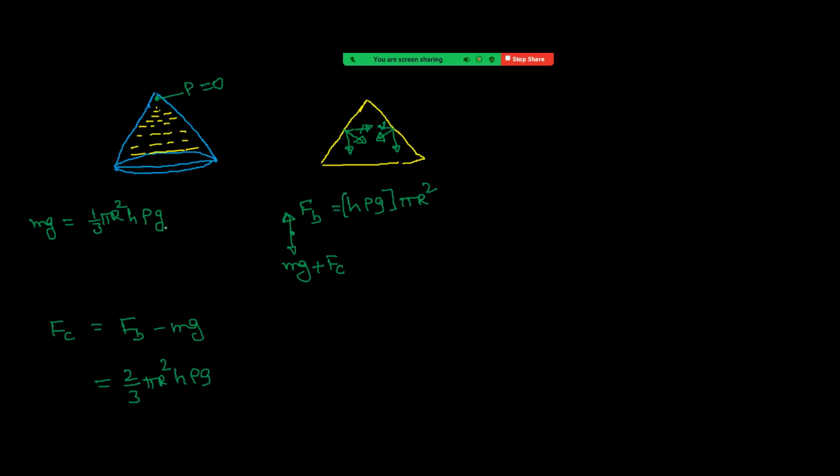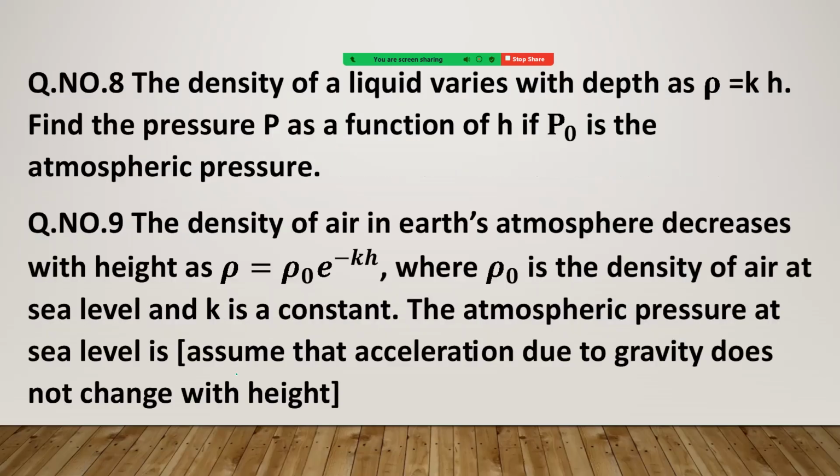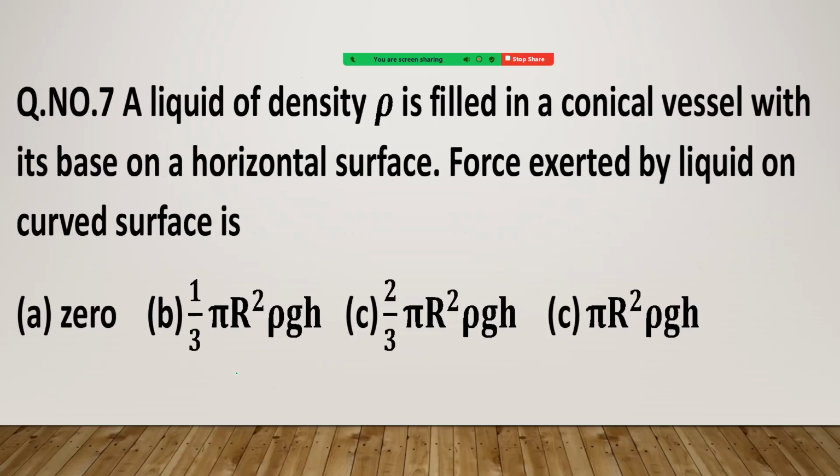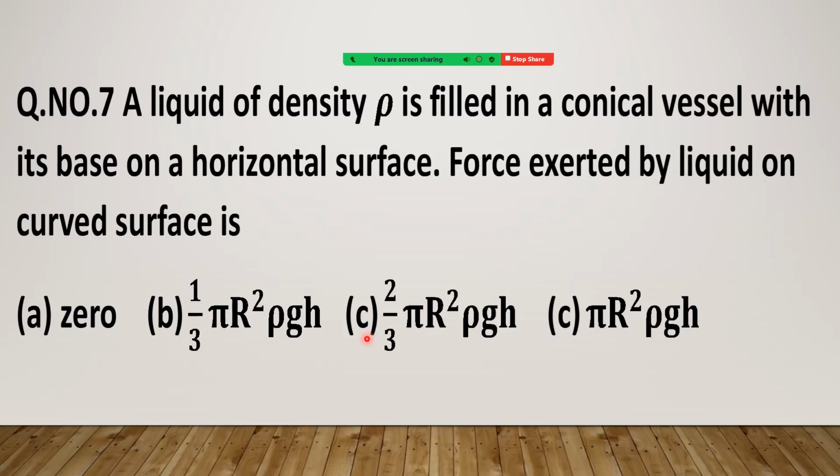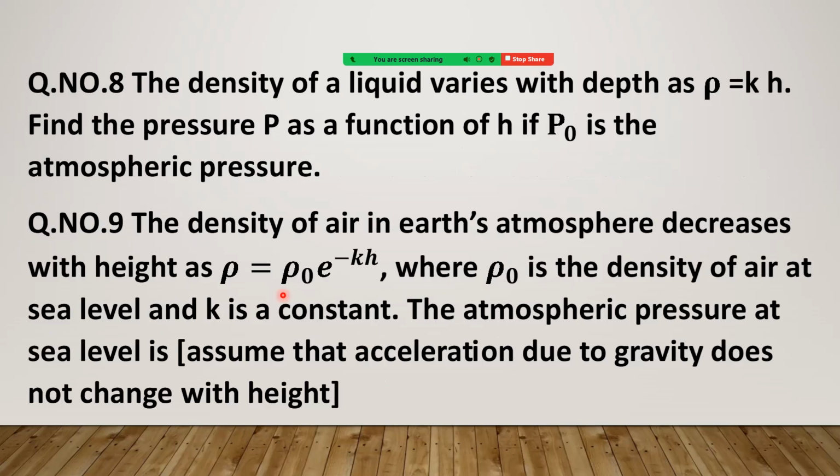Here you have to keep one point in mind: at this point we have taken the assumption that pressure equal to 0. In that case this is our answer. So this is almost the same as the previous problems. Let us see the next problem. In this our answer is option C. Option C is the correct one. Let us see the next one.